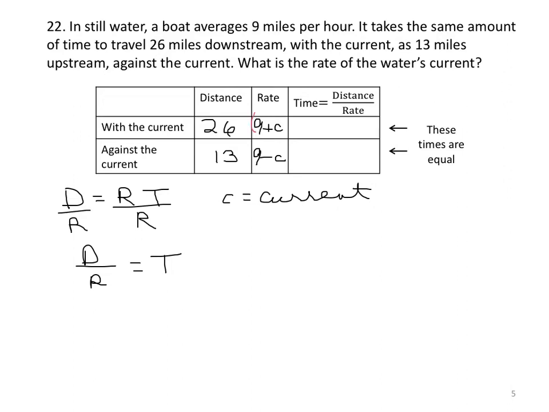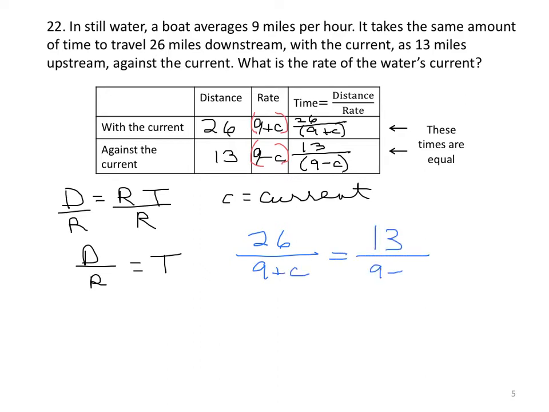So again, let's put parentheses around our binomials, and the time is going to be the distance with the current over the rate. It's also going to be the distance against the current over the rate. So since we know that the two times are equal, that's what we're going to go with. That means 26 over (9 plus c) is equal to 13 over (9 minus c).